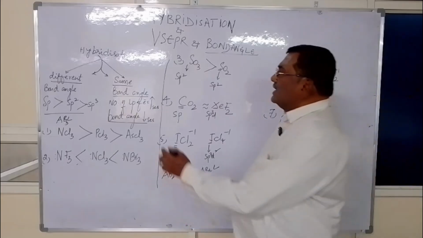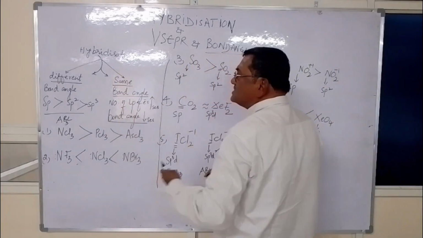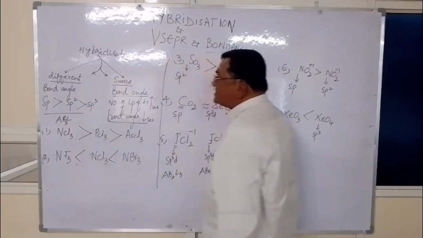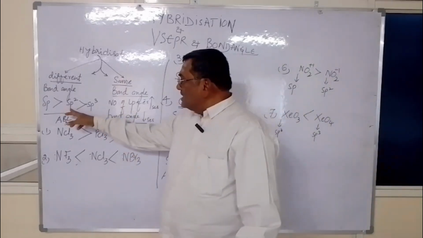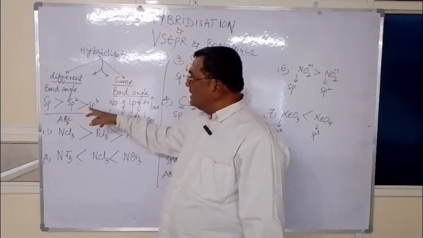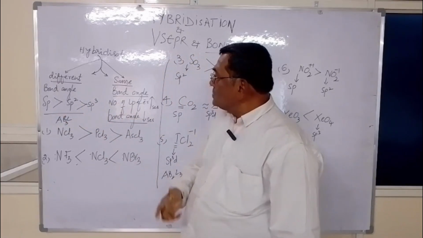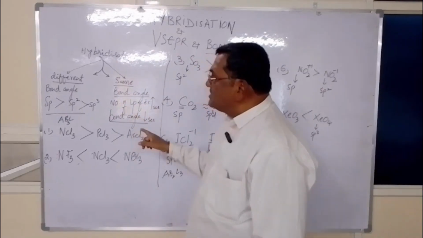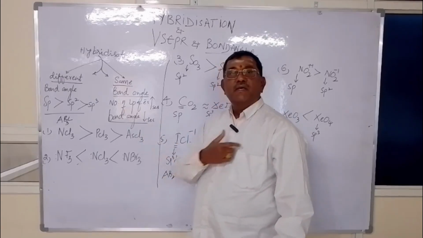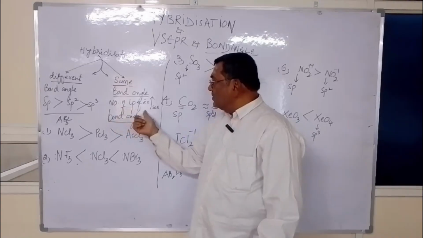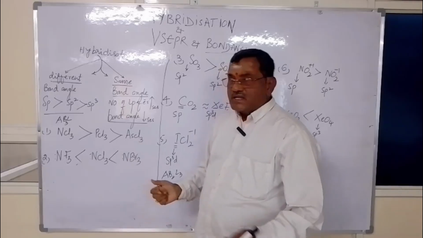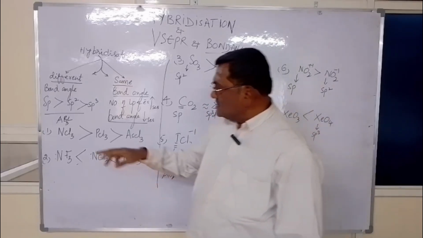For instance, children, suppose the hybridization is different, like sp, sp2, sp3. The bond angle follows: sp is greater than sp2, which is greater than sp3. So children, if the hybridization is the same, the bond angle is going to be the same if there are no lone pairs. As the number of lone pairs increases, the bond angle decreases. Let us go through the possible and decent examples, children.